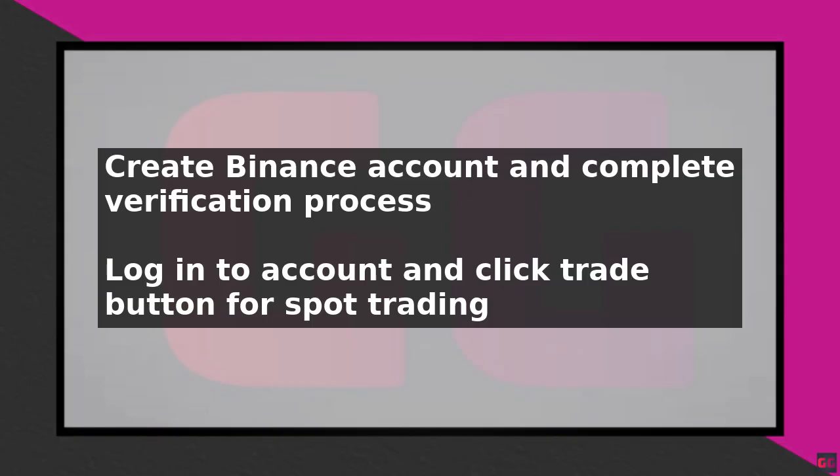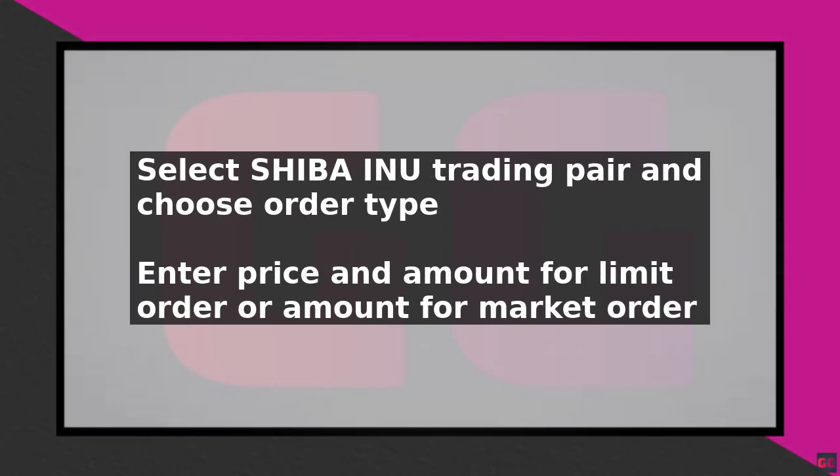Then, search for the Shiba Inu trading pair, such as SHIB USDT, which is the Shiba Inu to Tether USDT trading pair. After selecting the trading pair, you will see a price chart and a sell box. In the sell box, select the type of order you want to place, such as a limit order or a market order. A limit order allows you to set a specific price at which you want to sell your Shiba Inu, while a market order sells your Shiba Inu at the current market price.